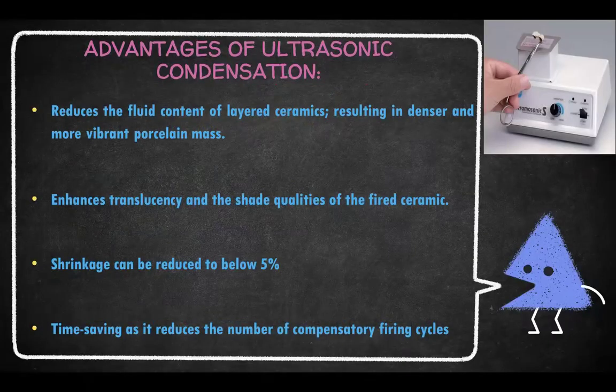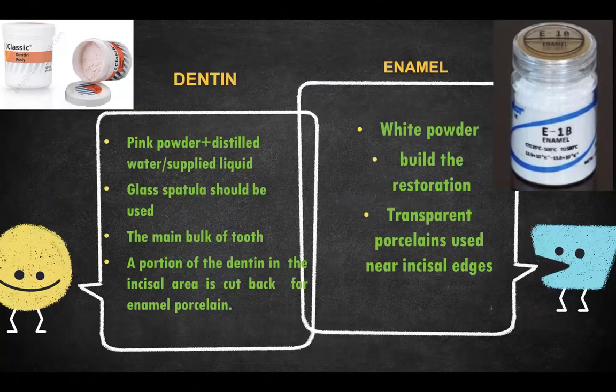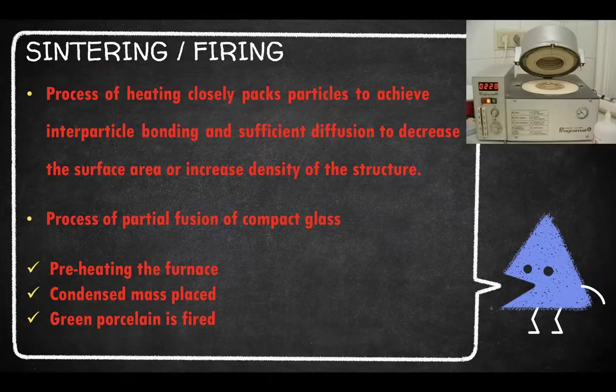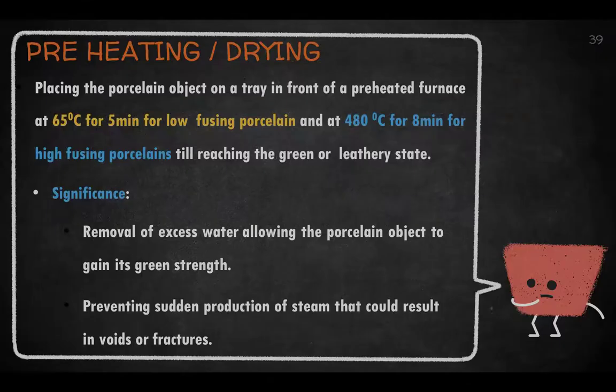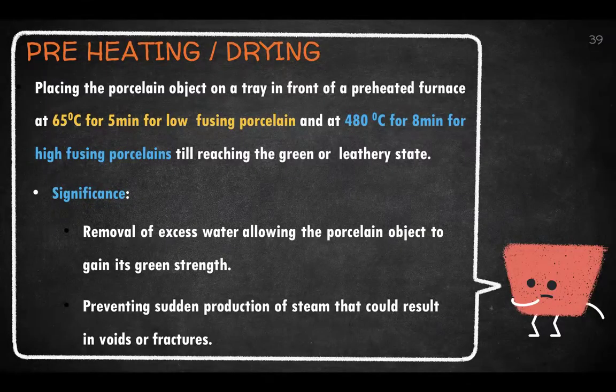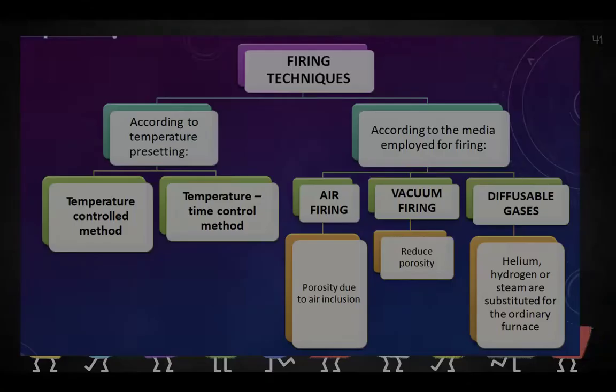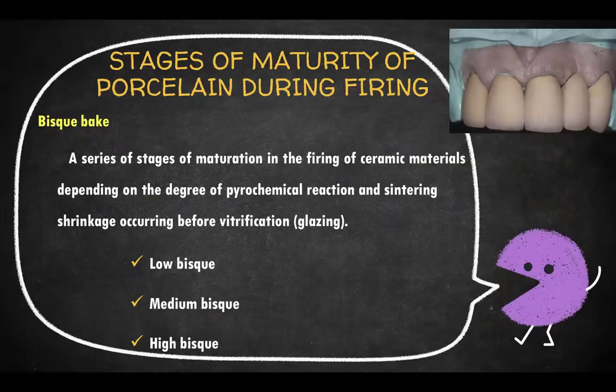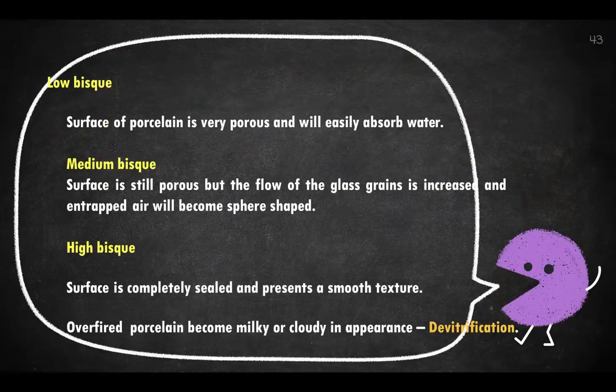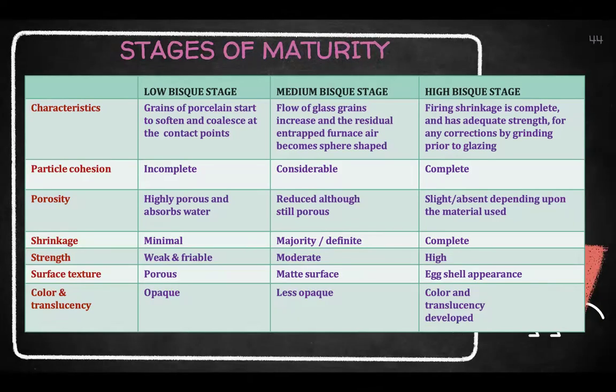So these are different methods of doing it. So first you mix the opaque and apply it on the core and fire it. Then you do the same thing with the dentin and then the enamel powders. So a dentin powder and enamel powder. Then all these are applied layer by layer and it is first preheated, then it is fully fired in a ceramic furnace. So these are various steps of drying it, firing techniques, and different happenings during firing.